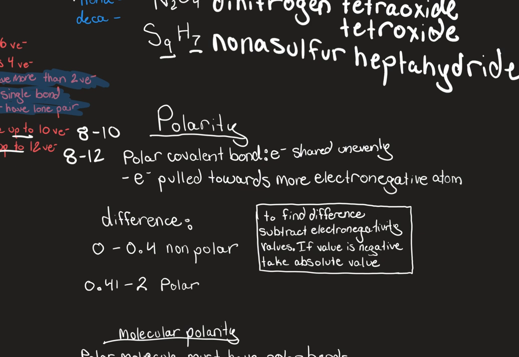To find whether a covalent bond is polar or non-polar, we look at the electronegativity difference, okay? So 0 to 0.4, it's non-polar. 0.41 to 2 is polar. To find the difference, we subtract electronegativity values. And if for some reason you get a negative value, take the absolute value. So that means take the positive value.